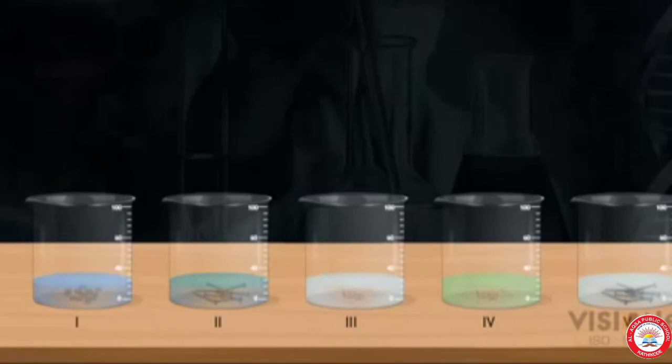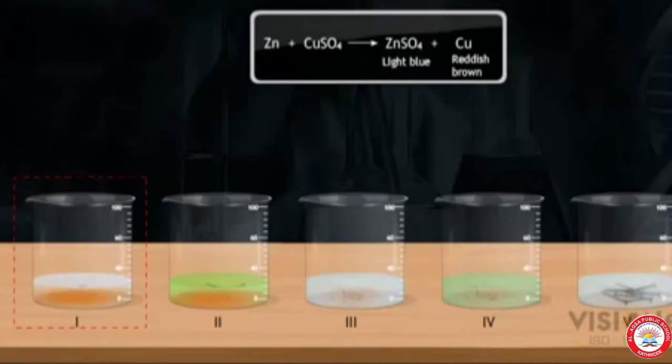What changes do you observe in the various beakers? We can see that color is changing in beaker 1 and 2. There is no change in 3, 4 and 5.